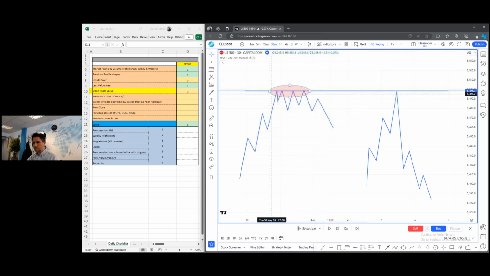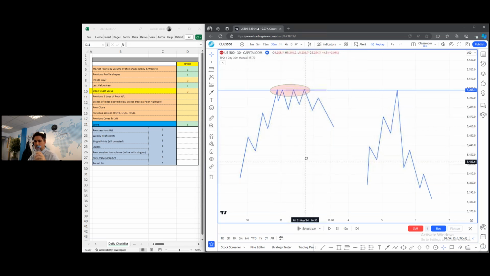So the poor is referring to a poor level. It's not got any strength to it, and therefore it's likely to be broken.